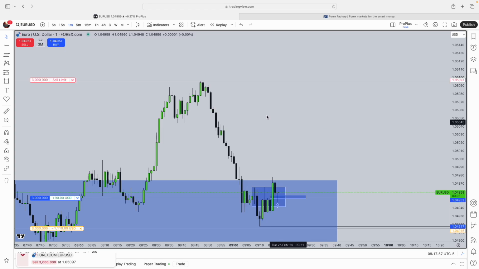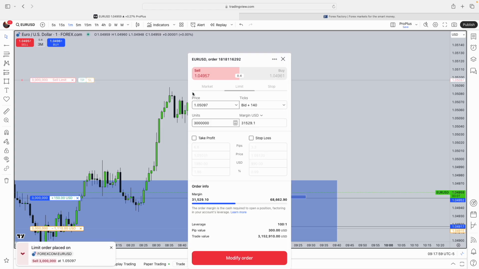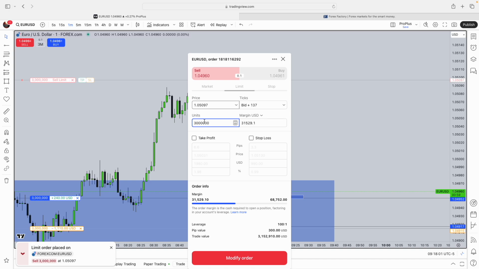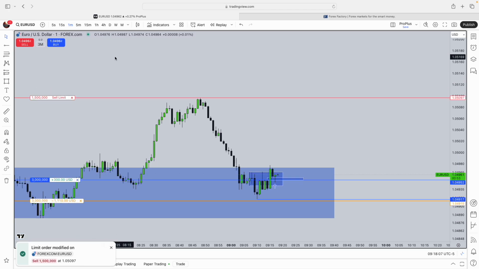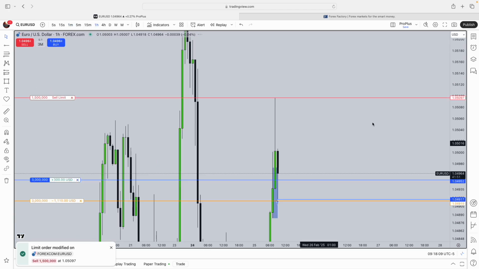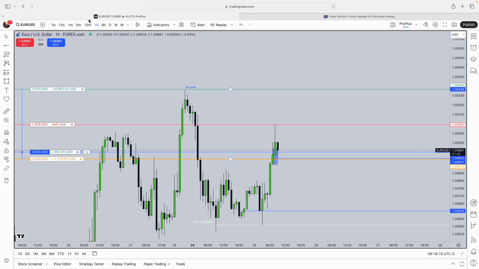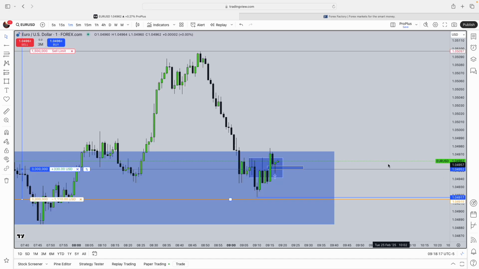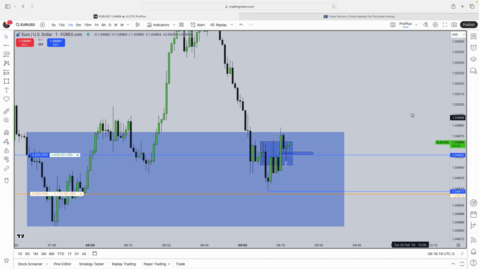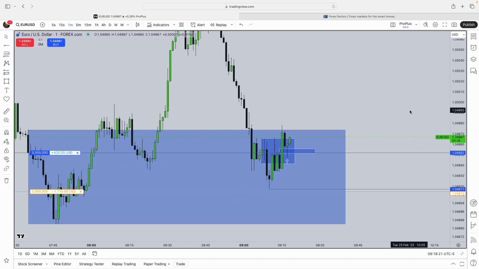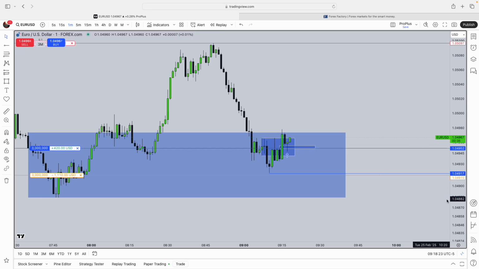So sell limit of 15. And then final target is up here. So yeah, see how this plays out.